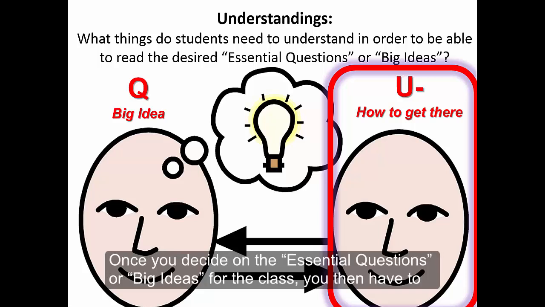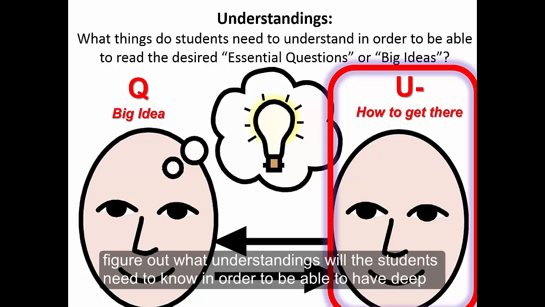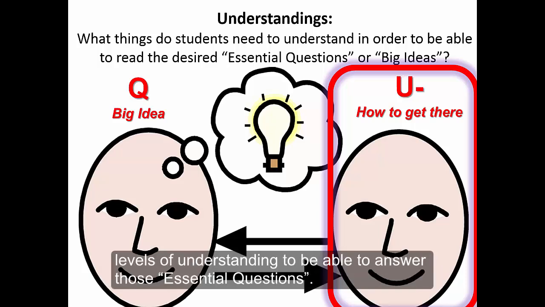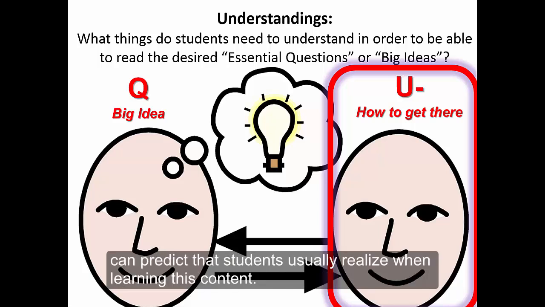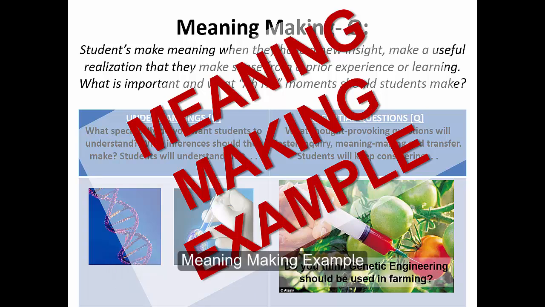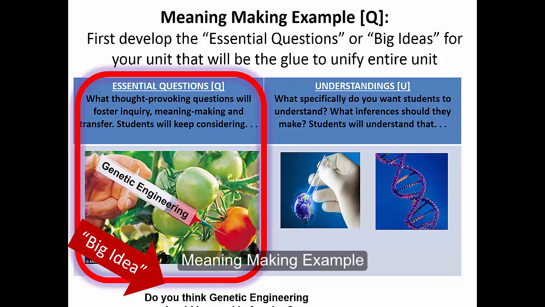Once you decide on the essential question or big ideas for your class, you then have to figure out what understandings the students will need in order to have deep levels of understanding and be able to answer those essential questions. The understanding items should also include any known misunderstandings that instructors can predict students will have when they're learning this content. So let's provide a meaning-making example.